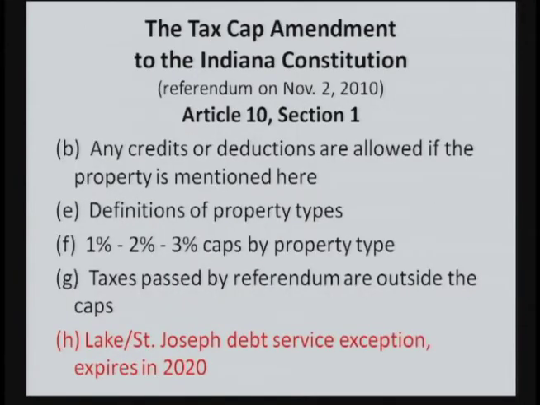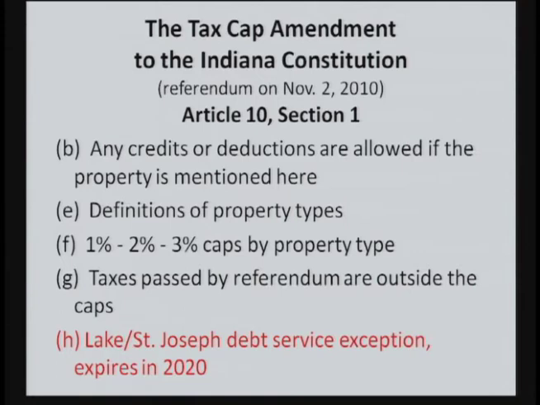The amendment will actually do one more thing, and that is Section H of the amendment. You can see the various sections of the amendment here summarized. Section H is the Lake County, St. Joseph County debt service exception, which expires in 2020. Turns out that Lake and St. Joe were going to lose so much revenue to these tax caps that the legislature said, we will exempt your current debt service from the tax caps. So the tax caps are not as tight in Lake and St. Joe, and the constitutional amendment actually incorporates that into the Constitution.